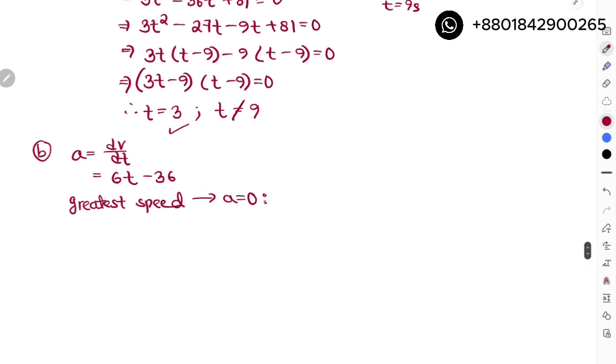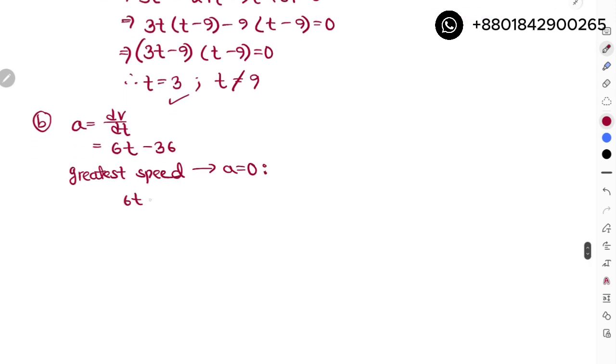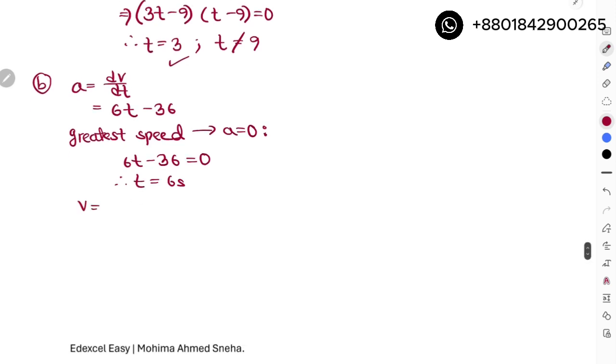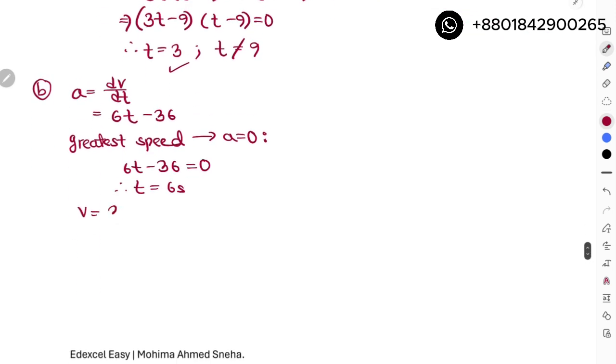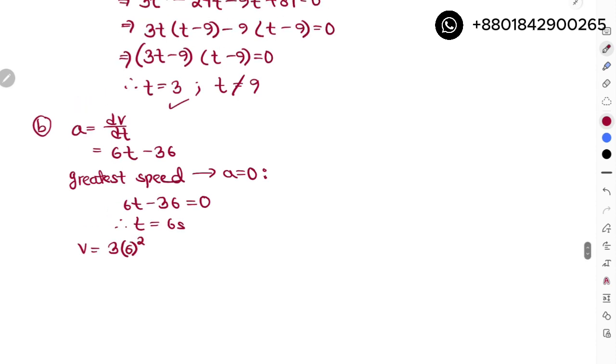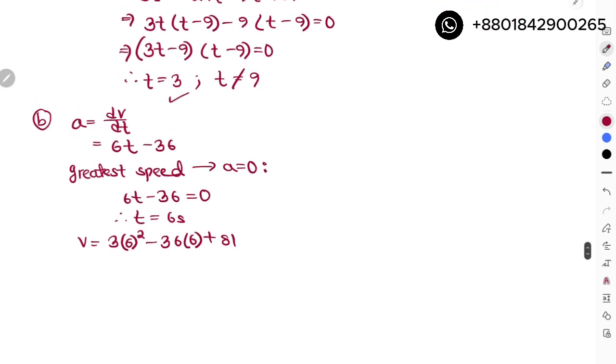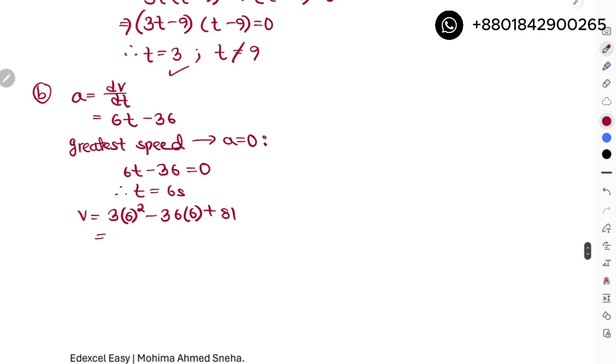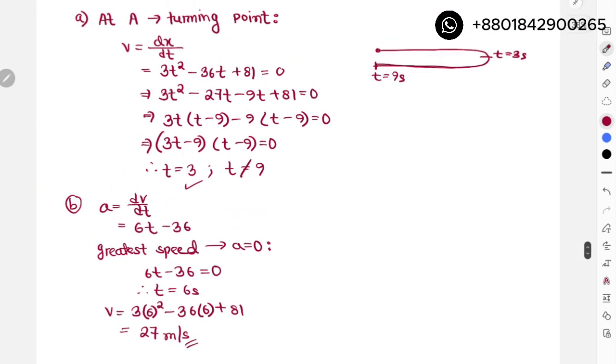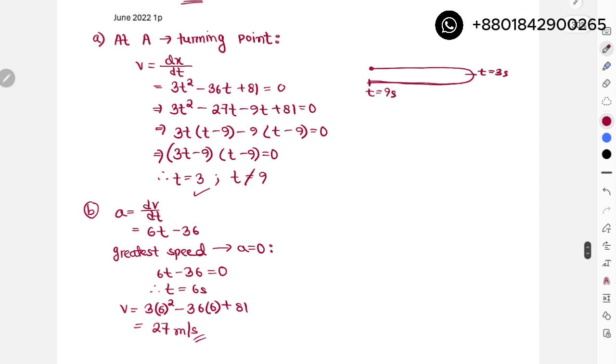If acceleration is 0, in that case 6t minus 36 is 0, so you get t equals 6 seconds. If the value for your t is 6 seconds, then velocity is going to be how much? 3 into 6 square minus 36 into 6 plus 81. Right, and in that case you get the final answer as 27 meters per second. Right, so this is it for kinematics.